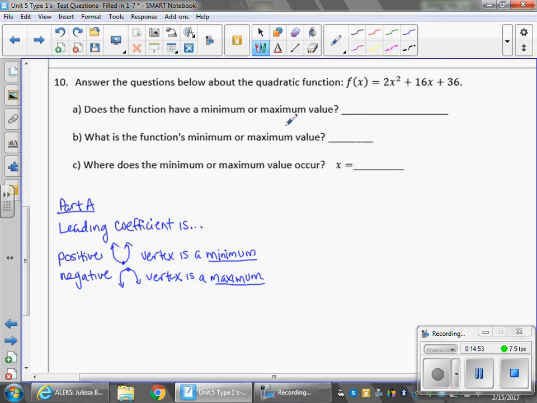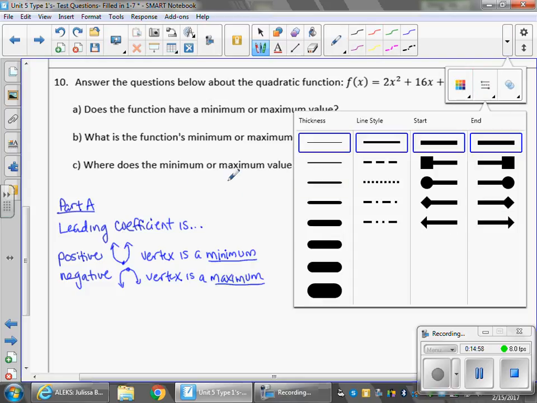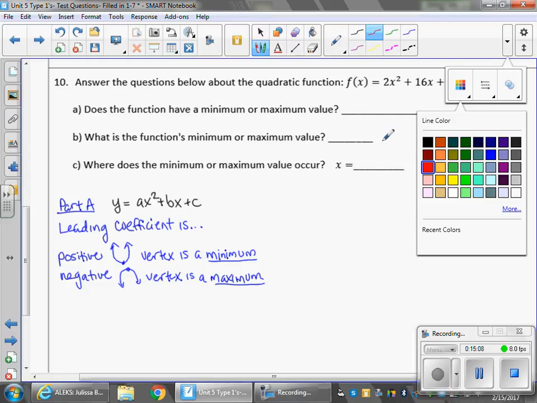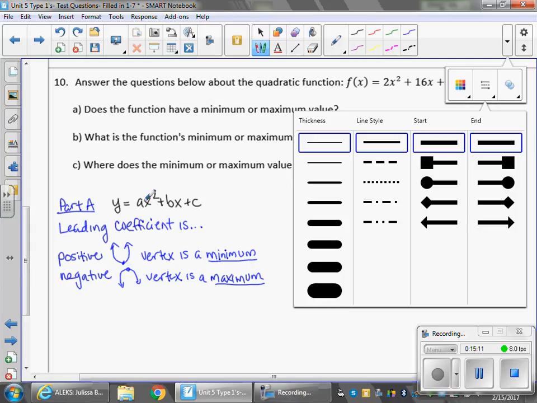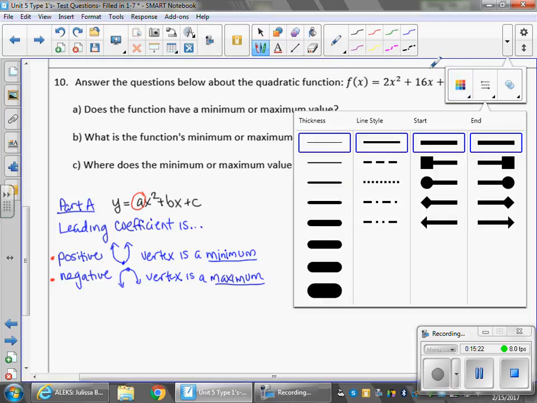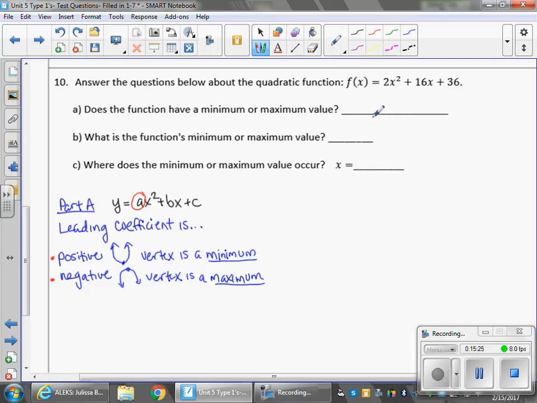And when we say leading coefficient, remember, we're always talking about standard form. So if I have y equals ax squared plus bx plus c, we are referring specifically to a. That is your leading coefficient. So if a is positive versus negative. Okay? So that was the bell, so I'm just going to finish up part A. It opens up. So we have a minimum.